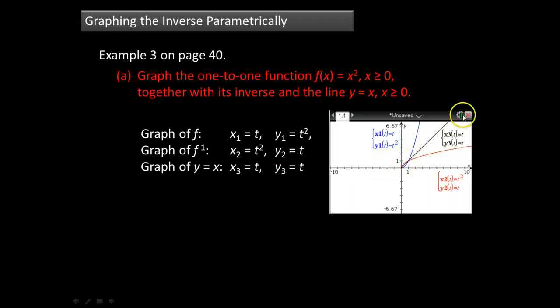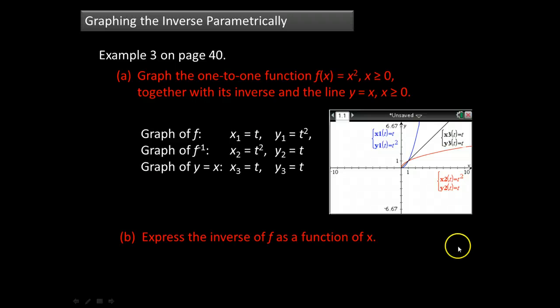And then lastly, the black line is the line y is equal to x, which we generated simply by letting x equal t and y equal t. And right there is graphically what we see when we graph a function and its inverse on the same graph. We can see that we have been mirrored around this line y equals x.